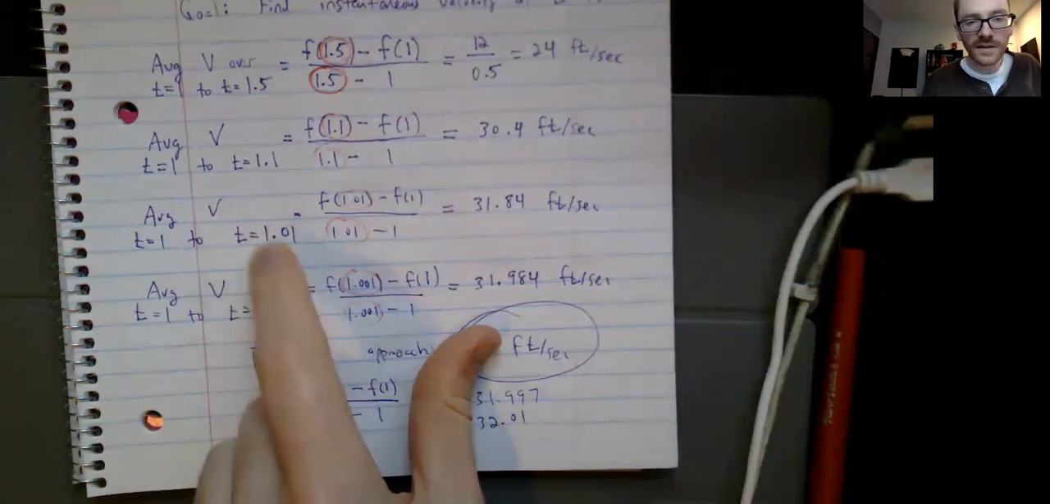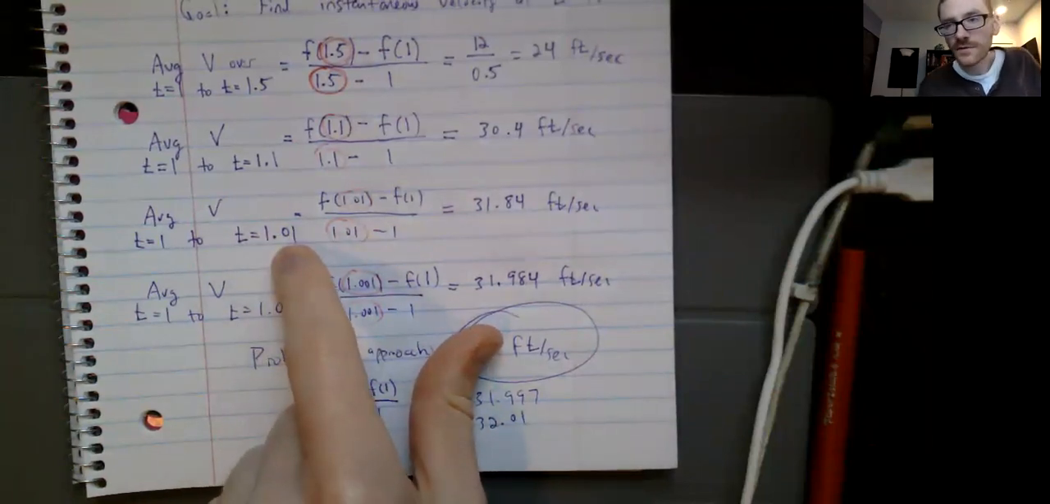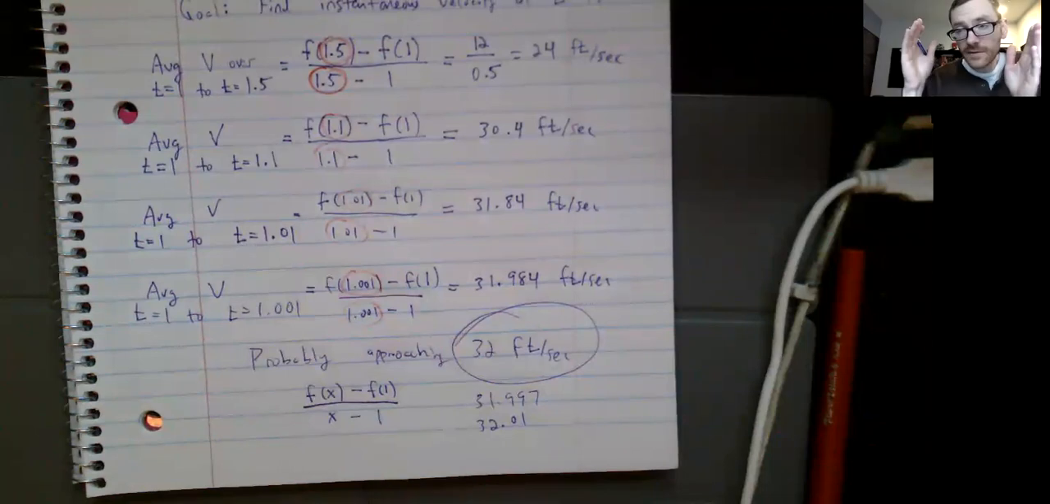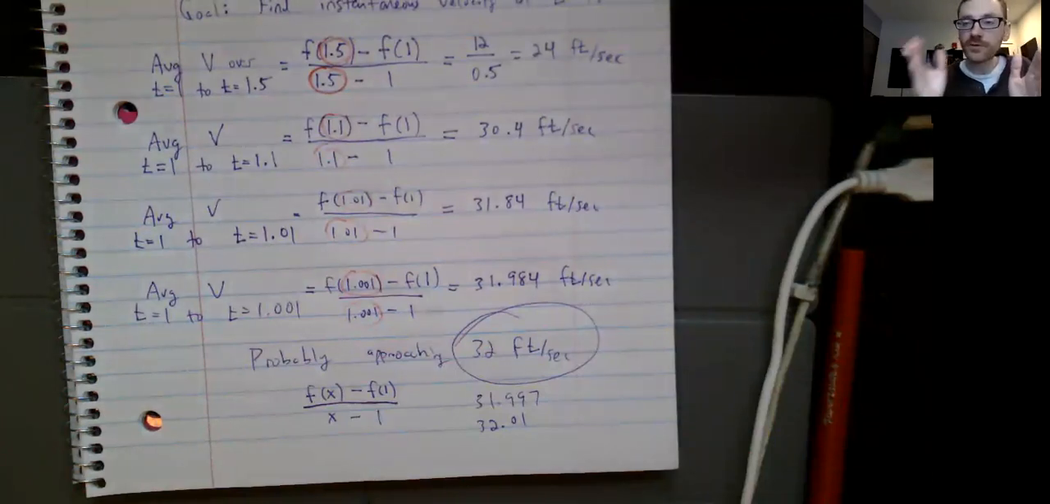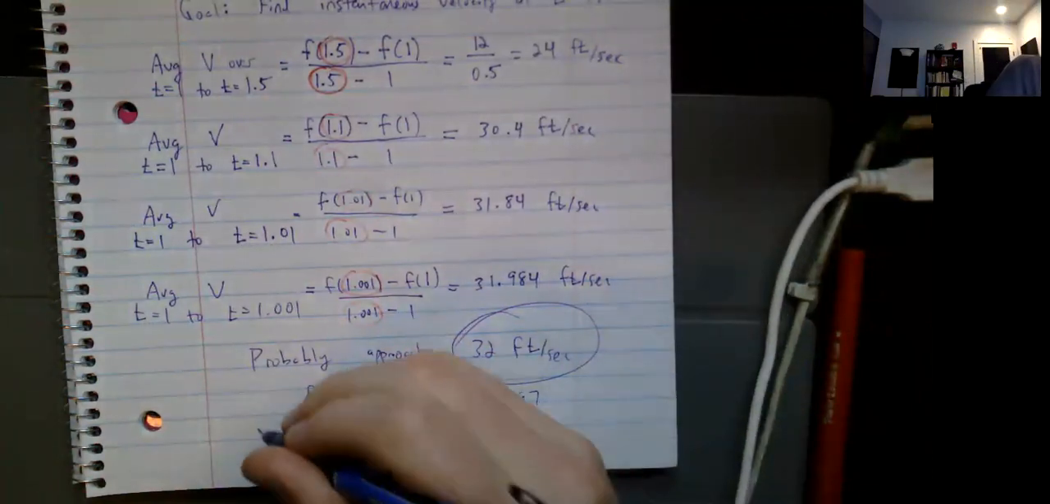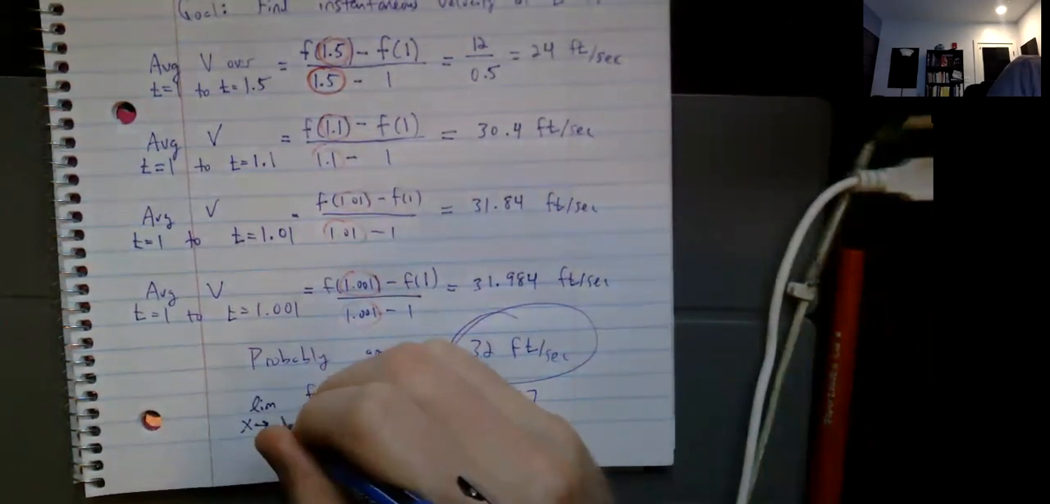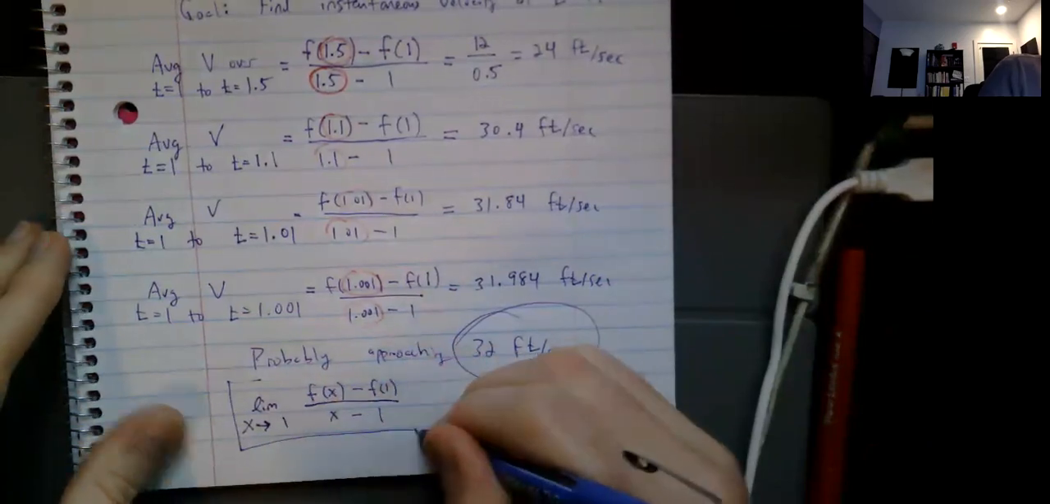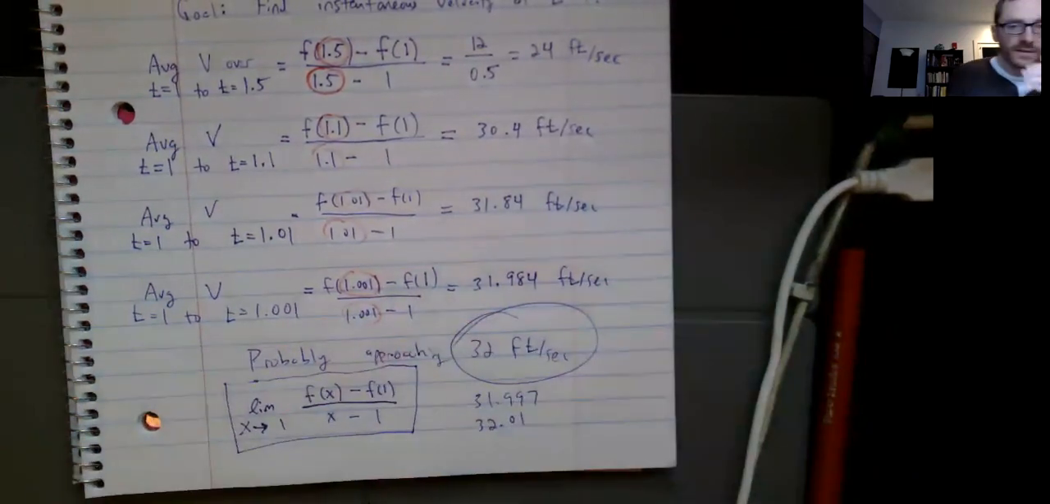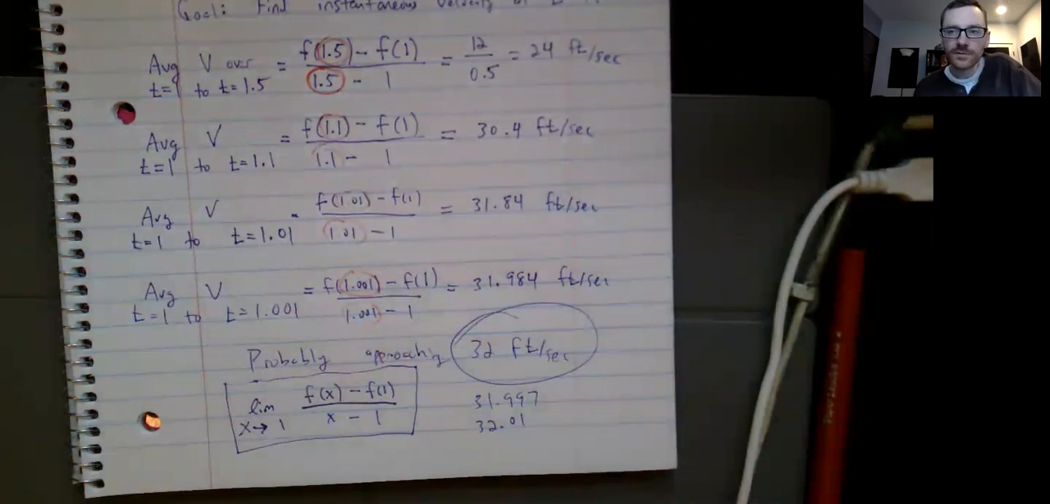x is just the ending time of the interval, like 1.01 is the end of the interval. So you're just letting the end of the interval get closer and closer to the beginning. That means you're shrinking the size of the time interval. So if you want to let x get closer and closer to 1, infinitely close to 1, that means you want to take the limit as x approaches 1. And this limit right here, whatever it is, is the true instantaneous velocity, okay?